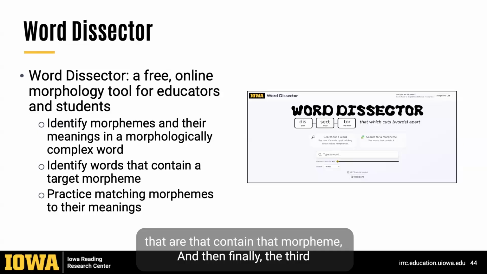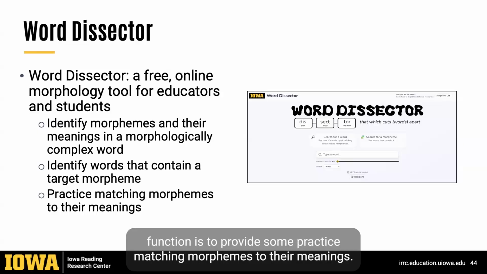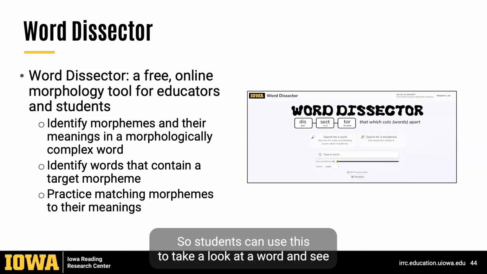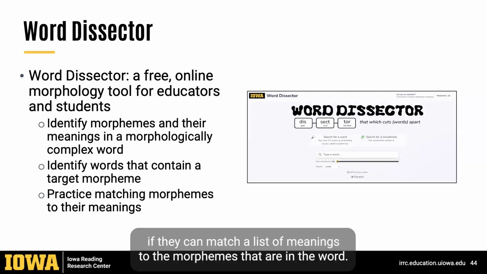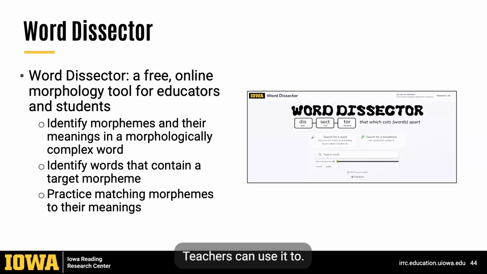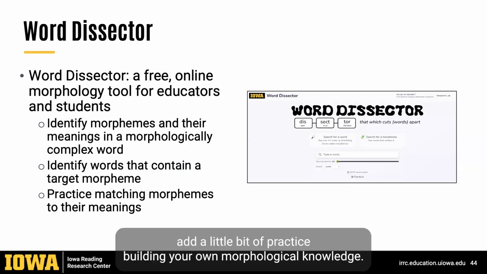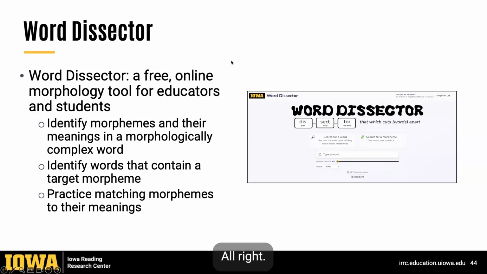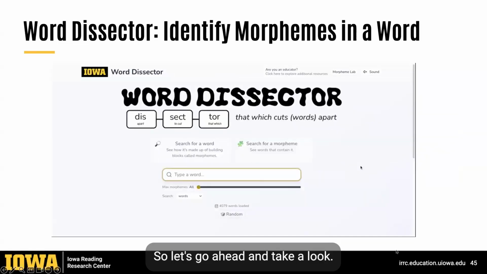And then finally, the third function is to provide some practice matching morphemes to their meanings. So students can use this to take a look at a word and see if they can match a list of meanings to the morphemes that are in the word. Teachers can use it too if you also want a little bit of practice building your own morphological knowledge. All right, so let's go ahead and take a look.